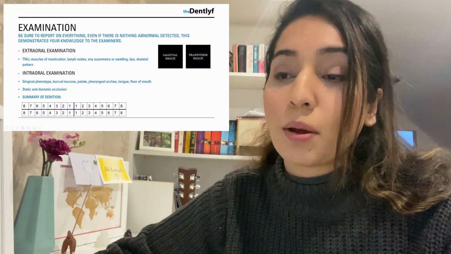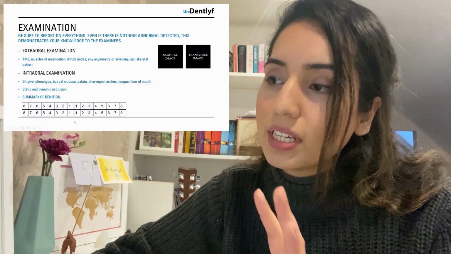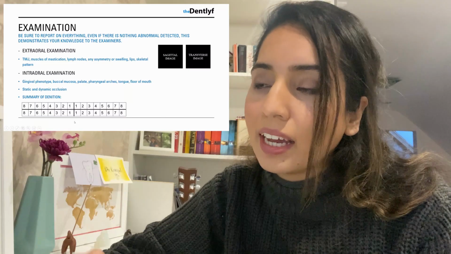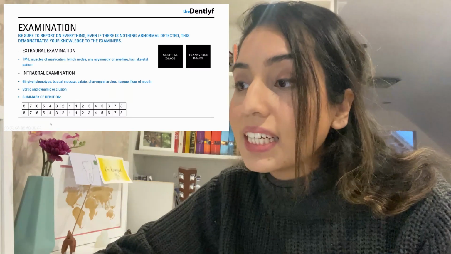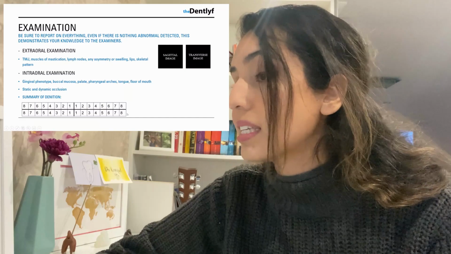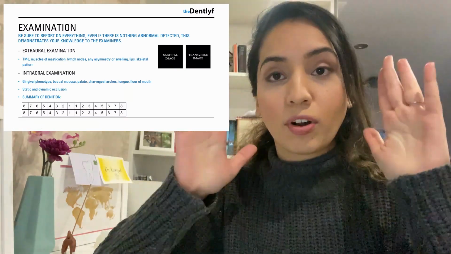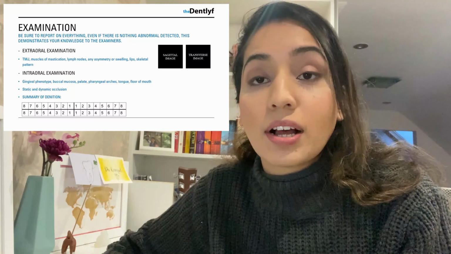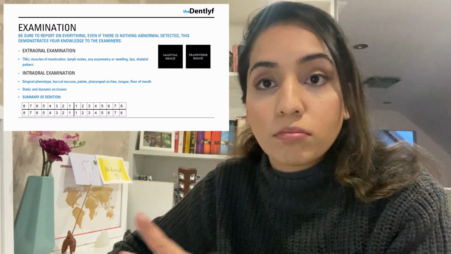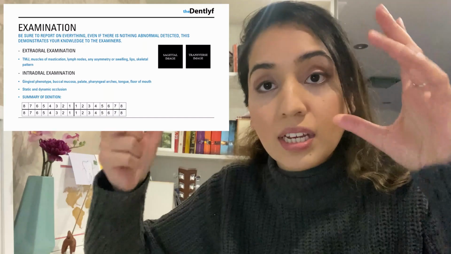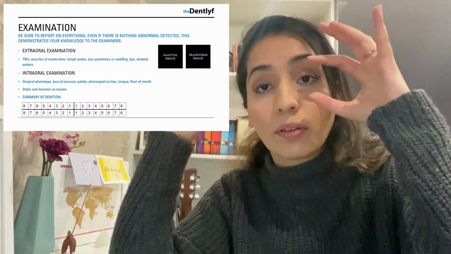And then I'll just put a summary of the dentition, just so you know what teeth you're working with, what do you have here. And for pictures, just add in the sagittal image, so that is the side profile, and the transverse image, so that is just front facing. And it's just nice to show your examiners what you're working with. Obviously you anonymize it by blanking out the eyes.